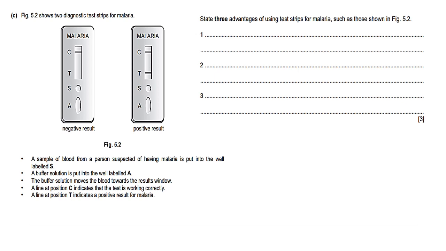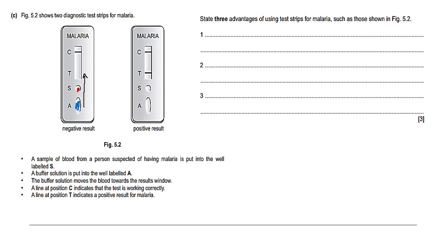A sample of blood from a person suspected of having malaria is put into the well labeled S. So you put the blood here. Okay, this is our starting point. A buffer solution is put into the well labeled A. Because it's a buffer solution, let's use a blue color. So there we put our buffer solution. The buffer solution moves the blood towards the result window. So we can use a black arrow here. It means the buffer solution starts to flow in this direction and it moves the blood to the result window.